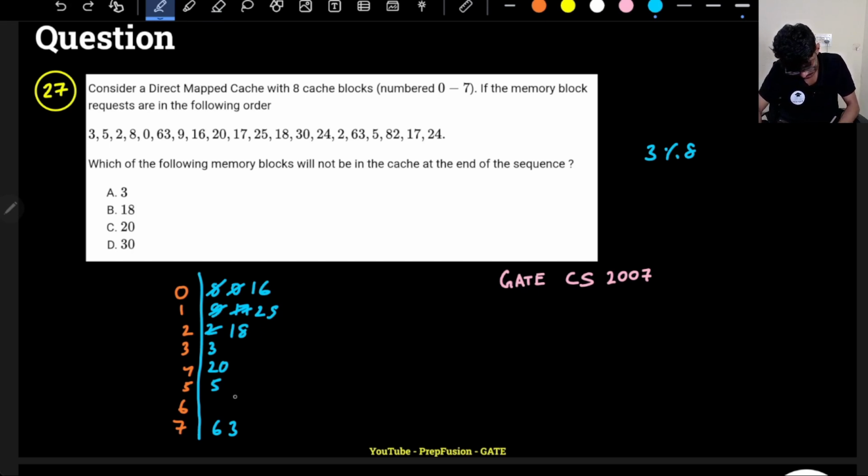This will be 6. 30 mod 8 is 6, so yeah, it will stay here. Now 24 mod 8 is 0, so this will be replaced with 24. 2 mod 8 is 2 only, so this will be replaced with 2 again.